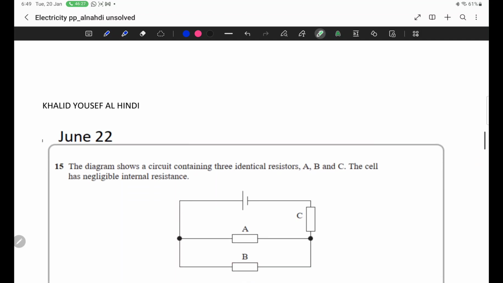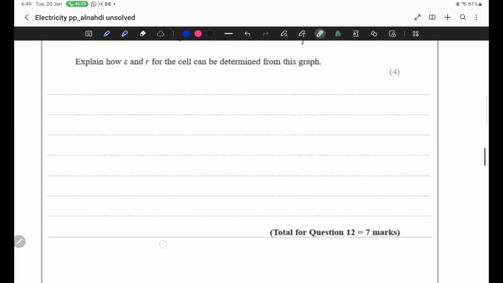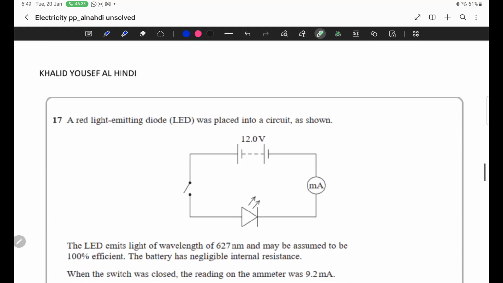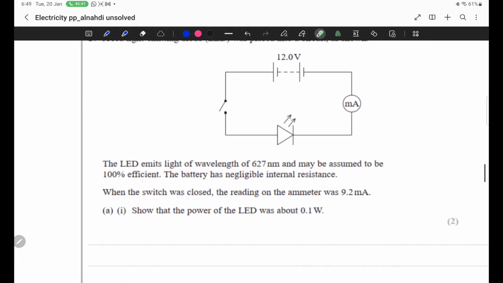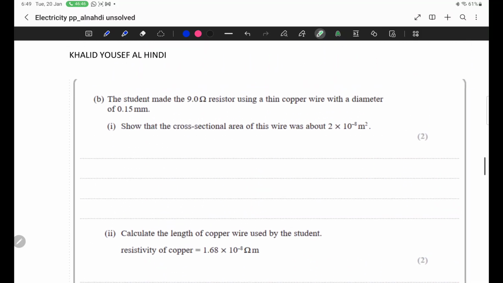Now the last question in today's class is on page number 19. We will solve all the questions. The question is: a student made a resistor of 9 ohm, a copper wire, and you are given the diameter. The question is to calculate the area of cross section.